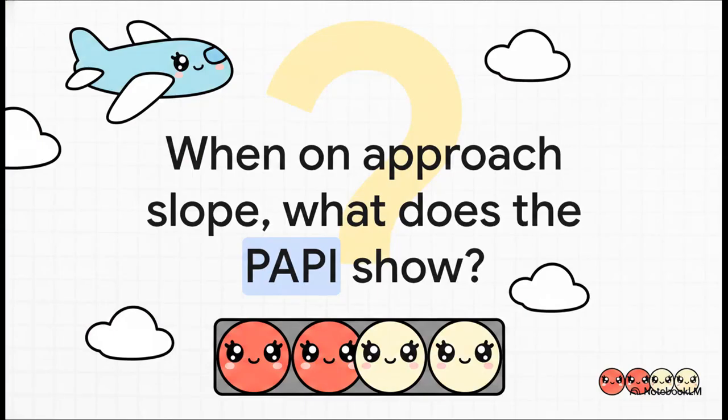Let's test your immediate recall right now with an official exam question pulled straight from the source material. When on or close to the approach slope, the wing bar of a PAPI shows what? Think back to our descent sequence from a few minutes ago. If you answered 2 red lights and 2 white lights, you are absolutely correct. Remember, 1 red and 3 whites means you're slightly high. 3 reds and 1 white means you're slightly low. 2 and 2 means you are perfectly on slope.